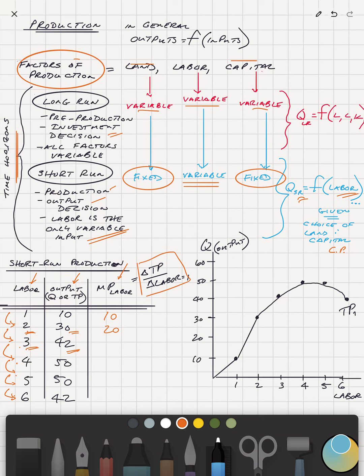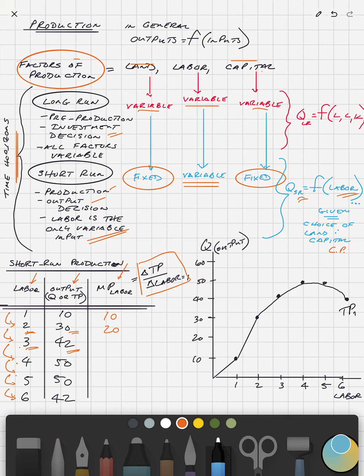I know many of you wanted to say 15 units. That would be the average product. That would be simply 30 divided by 2 equals 15. But the marginal product is looking at the change in output as you hire one more worker. See if we're getting it now.